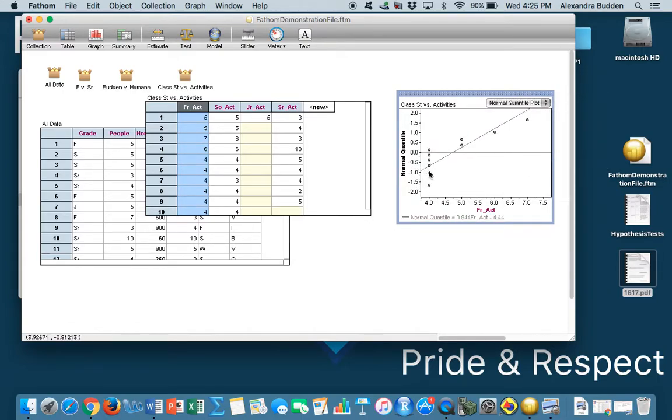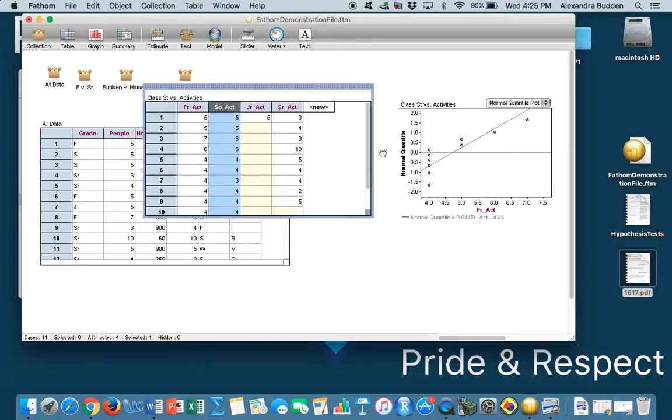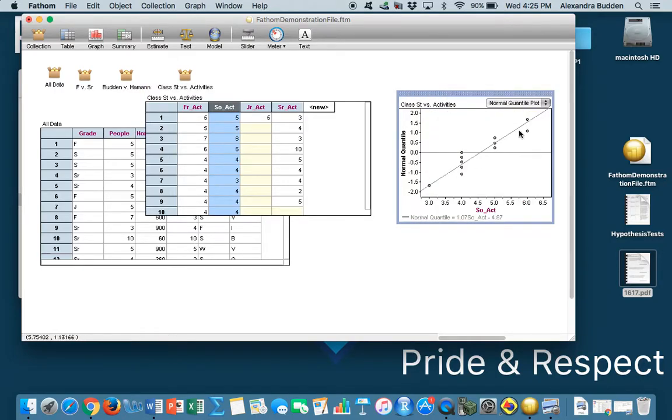What you're looking for in a normal quantile plot is a straight line or very, very close. Now, we're going to notice this is not a straight line. This clustering right here is an issue. So this data set is not normal. I can do the same thing and look at the sophomores. Again, not normal. We have some clustering. Yours will probably be normal.